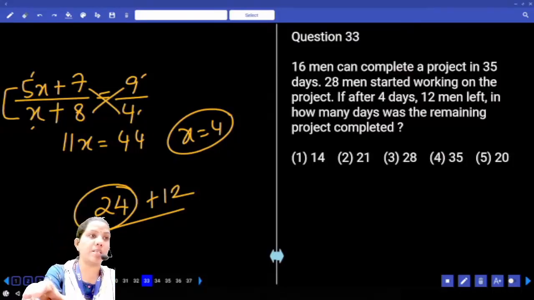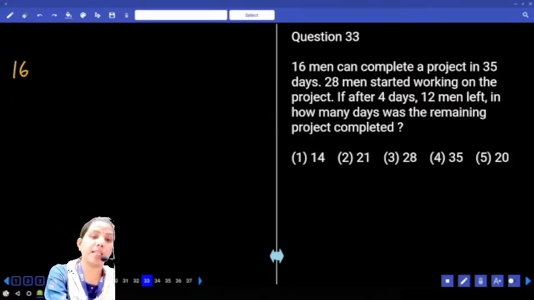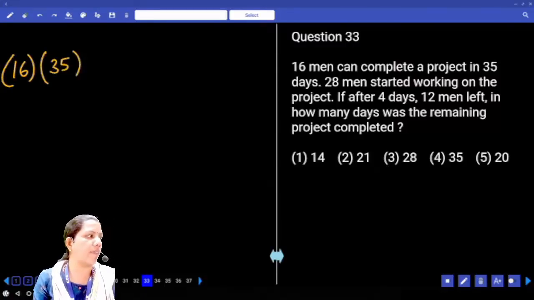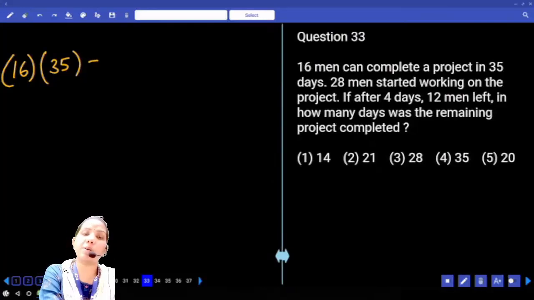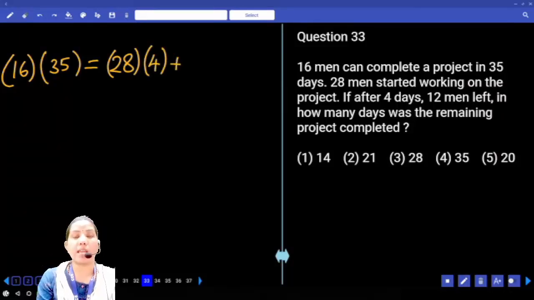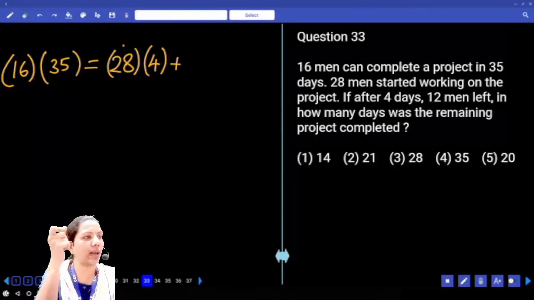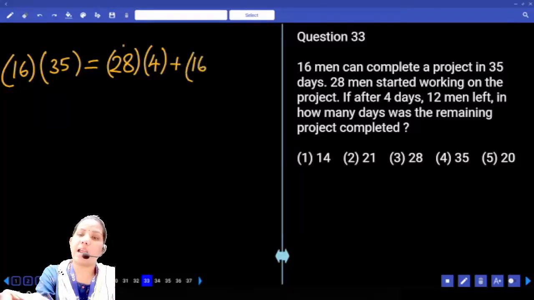What is the initial number of persons? 16 persons complete the total work in how many days? 35 days. So this is the total work: 16 men, 35 days. And how many persons started the work? 28 men, and they worked for how many days? 4 days. After 4 days, 12 men left the work. Initially 28 persons started the work. Out of 28, how many persons were left? 12 persons left. What is present? 16. And find the number of days.